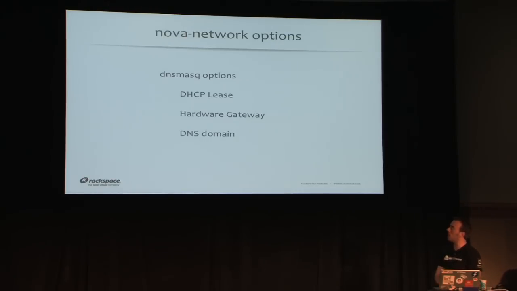Some of the dnsmasq options, again, I'm not going to go through all of them, but I want to explain some of the bigger ones that you might look at. DHCP lease time, obviously people are going to want to customize that. There's an option for that. The interesting one that we've done for a few customers is the hardware gateway option, which is kind of neat. It basically says use a real gateway device somewhere further up in the network, don't use my compute node.